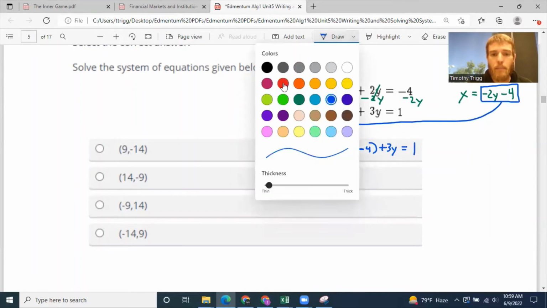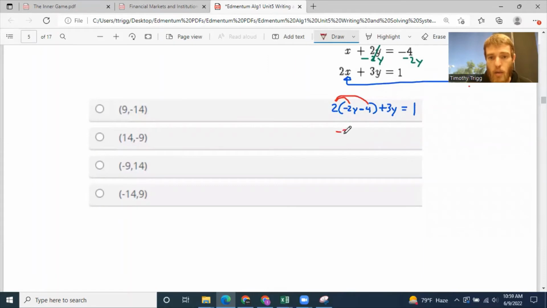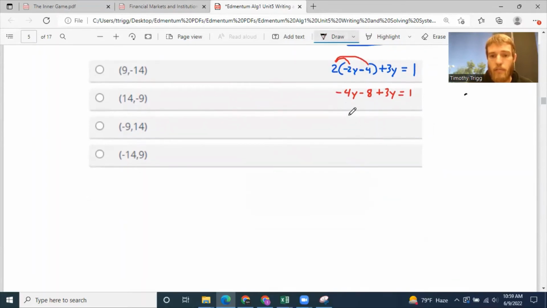What would be my next step here? Well, hopefully you would see I can distribute the 2 into this parentheses, multiplying that 2 times each of the terms in the parentheses. So that's negative 4y minus 8. We also have a plus 3y here, equals 1. Can we combine like terms here on the left? Well, yeah, we can combine this negative 4y and positive 3y. So that gives us negative 1y. We still have a minus 8 equals, and then we have a 1 on the right.